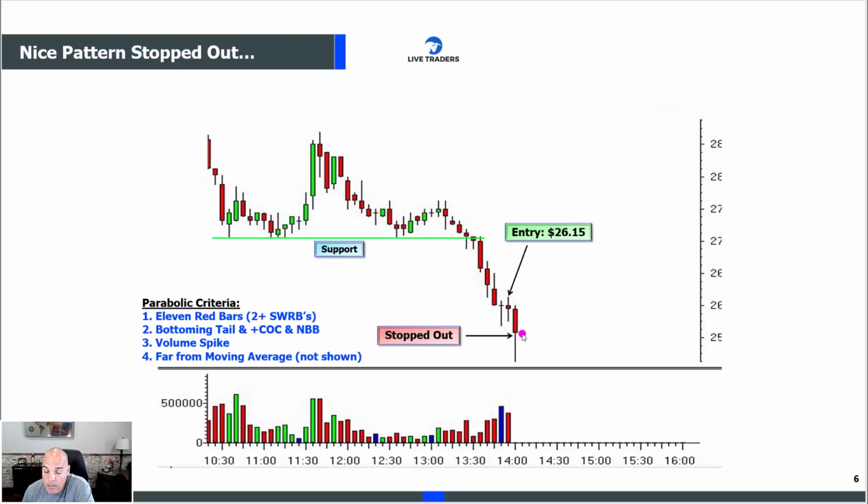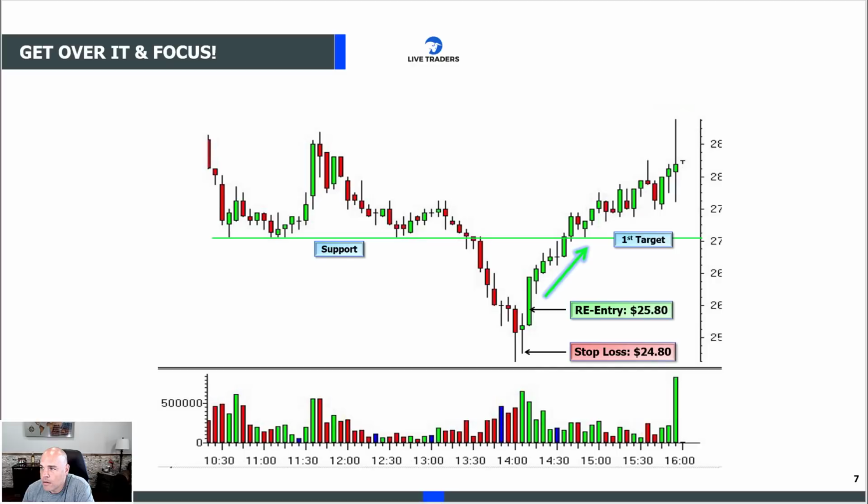And now remember, I am not speaking to an 84% rule. Some of you go, oh, just apply the 84% rule, get back in at 26.15. You could do that, that's fine, okay? But this is not what it's about today. What it's about is keeping an eye out for an alternate pattern. Get over it. Focus. Your job is to make money. And if you're too caught up in the emotions of stopping out on the first trade, you're going to miss the next trade. Okay? You're going to miss the next trade.